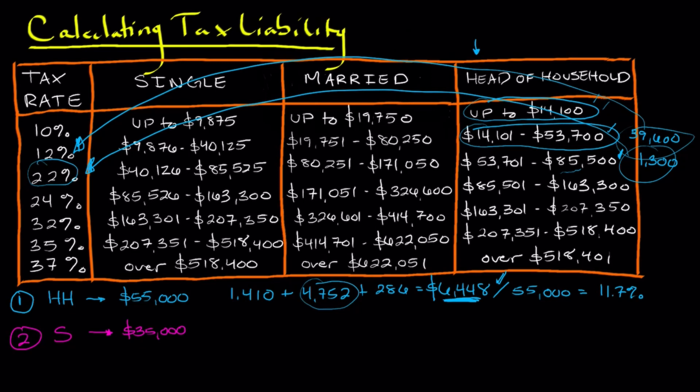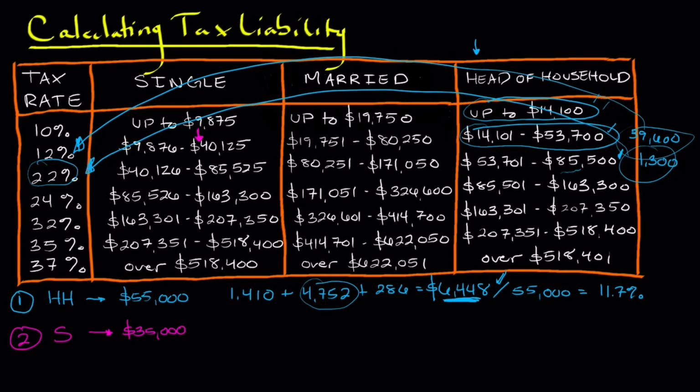It actually puts us right in here into this second row at the 12% rate. Again, not all of our income is taxed at the 12% rate, just the amount that exceeds that first row. So let's go ahead and add these up.